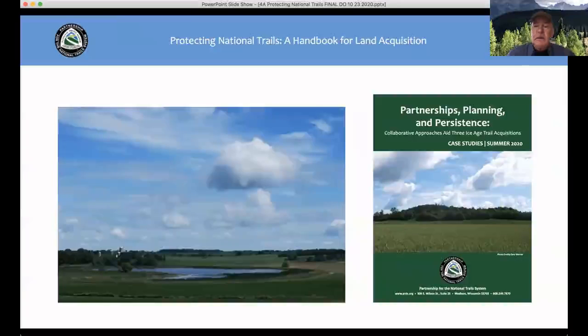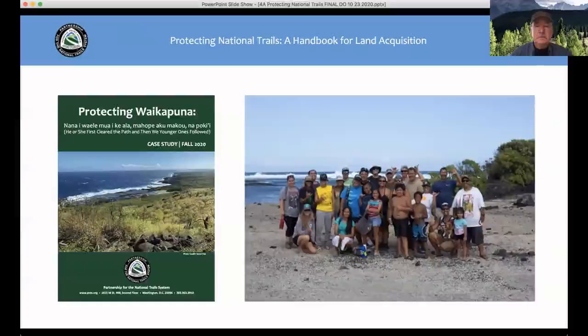This case study is on the Ice Age Trail and 3 projects that they've completed over the last year to protect the Ice Age Trail in Dane County. And then last of all, the Alakakai Trail Association worked with their agency partners and the Trust for Public Land to protect 2,317 acres of land along the Alakakai National Historic Trail this past year, which I just consider to be a stunning achievement for an organization with a board of 6 members. They're really to be congratulated for this.